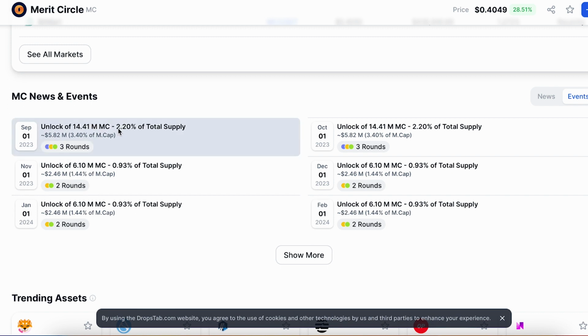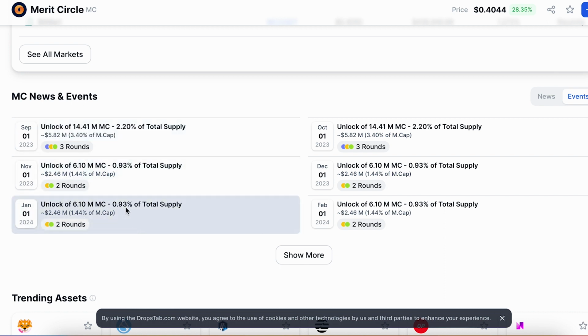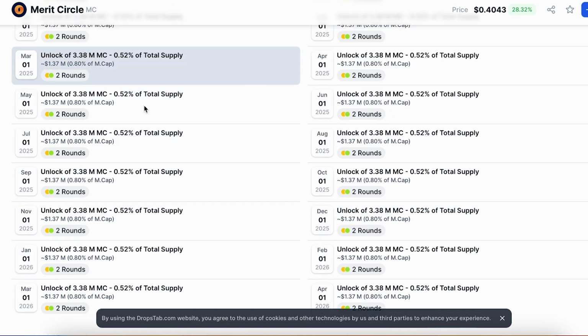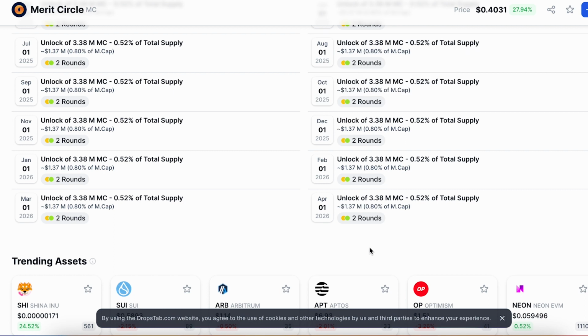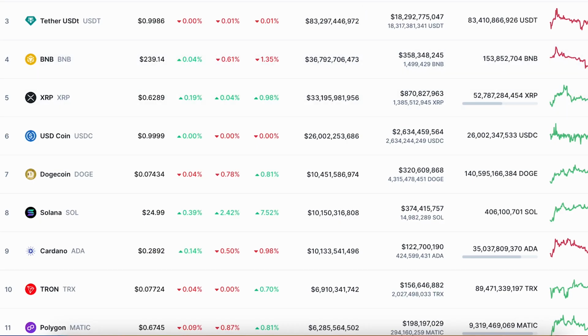So here, 2.2% of total supply will be unlocked. Here's November 2023. 1%, 1%, 2.2, 1%, 1%. So we still have a huge unlock period. You know, and in total, we will see 632 million coins in circulating supply till April 2026. During all this time period, 2023, 2024, 2025, new coins will be added into circulating supply.